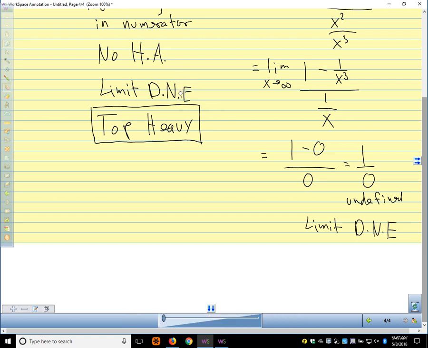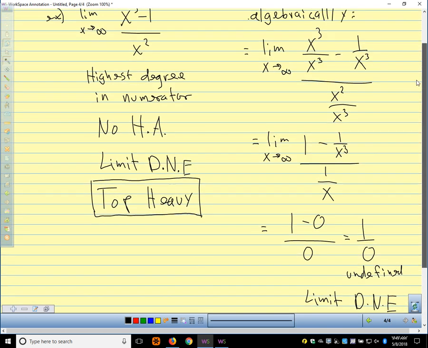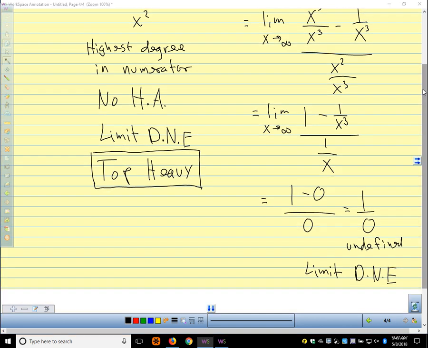So for limits at infinity, all we need to know is whether it's top heavy, bottom heavy, or equal heaviness. And our algebraic technique, if we need to show that algebraically, is to divide everything by the highest power of x.